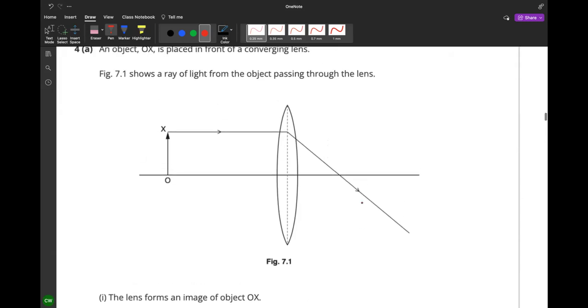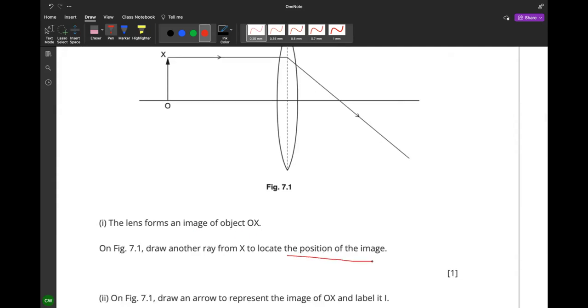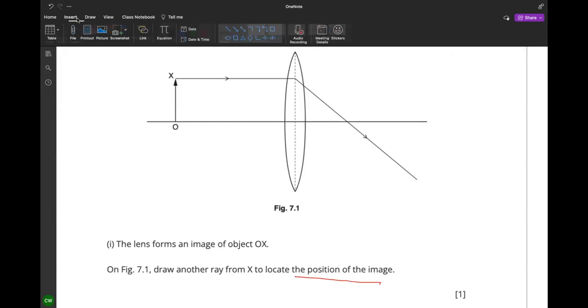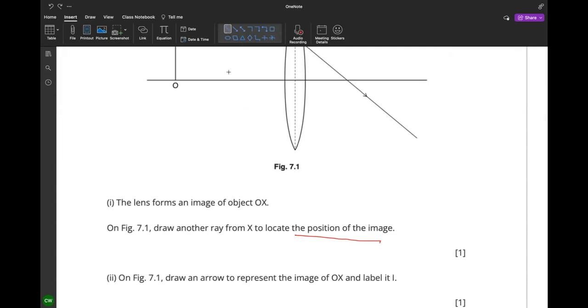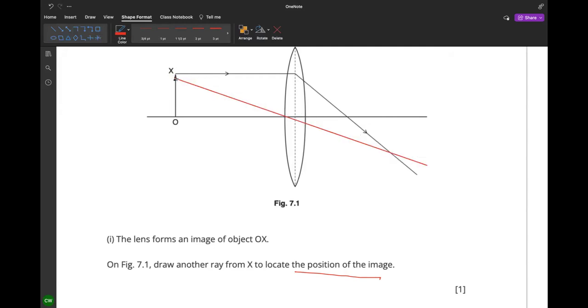Okay, next one. The lens forms an array to tell the position of the ray. I think you should know there are three types of ray. Normally, this is the first ray. And what will happen when you draw the second ray? The second ray will be the ray that passes through the optical center. When the ray passes through the optical center, it will not change direction. So what you need to do is draw from here to this point, and then continue drawing until they intersect. Okay, so this is the second ray.